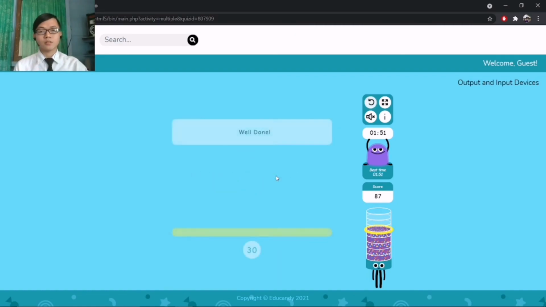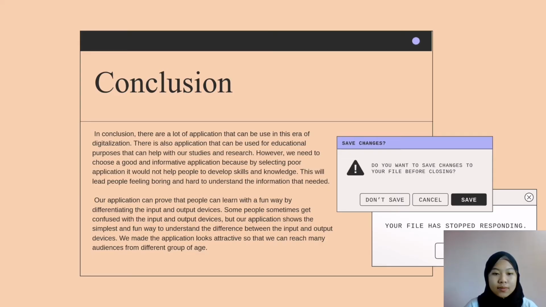So that's all the questions given. It will show your best time and your score here. One of the objectives is to try to be faster and the first one to answer the question, and try to fill up this bucket here. And if you want to try again, you can try it again. And that's all for this product that I've created.